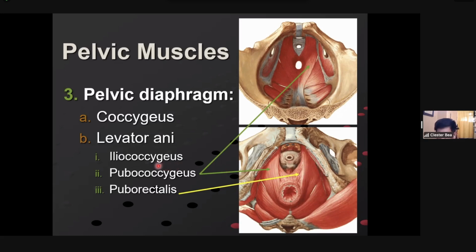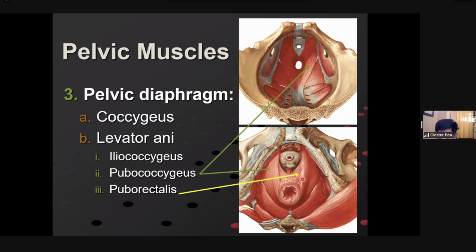No? Yung iliococcygeus will be the most lateral, so to say, and more superior. Okay, the lower group of fibers would be the pubococcygeus. Again, moving more medial. Okay? And the most medial or most inferior of your levator ani group of muscle fibers would be the puborectalis. Okay? Now you will notice that the puborectalis is the part of the levator ani muscle that is closest to the wall of the rectum. Yeah. Okay? That's the puborectalis muscle.